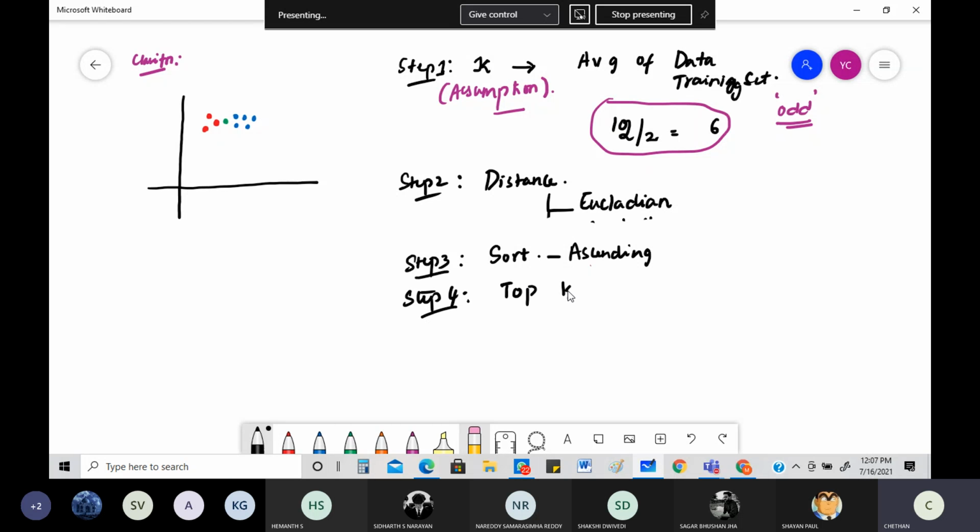Why am I saying top k? This k can be 5, in which case you're going to choose the top 5 in the ascending order, or top 3, based on the value of k. So that you are going to choose. Then the later part, step 5, will be to choose the majority one. That's the next step, or the last step, of your k nearest neighbor algorithm.